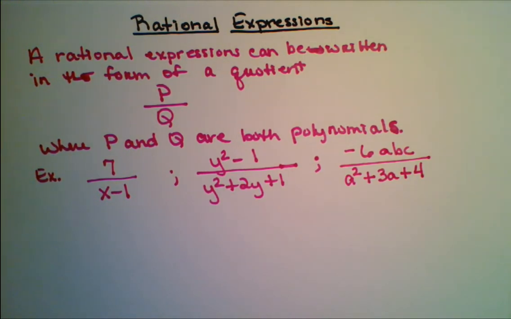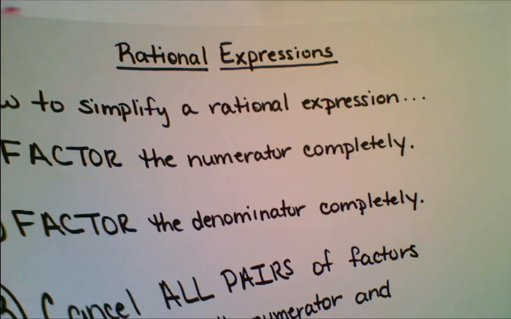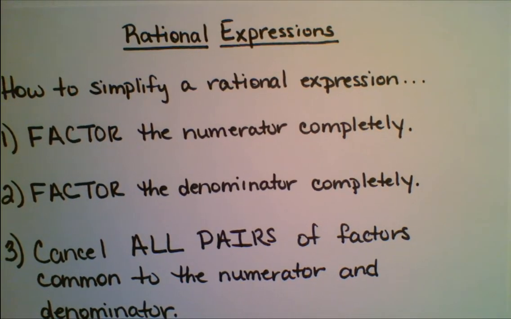Now, when we simplify a rational expression, what's key for this section is that we factor in order to simplify, because the numerator and or the denominator has a polynomial in it. So let's look at how to simplify a rational expression. Here are the steps first.